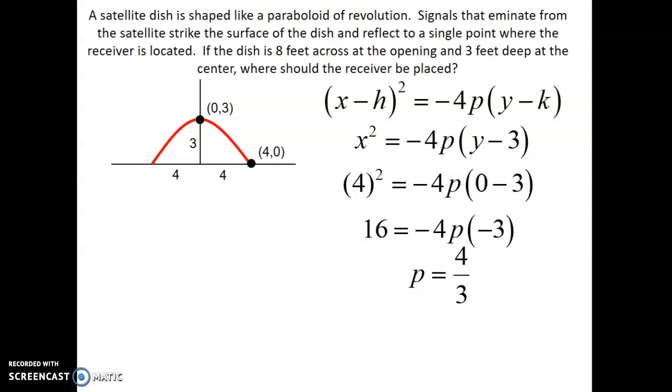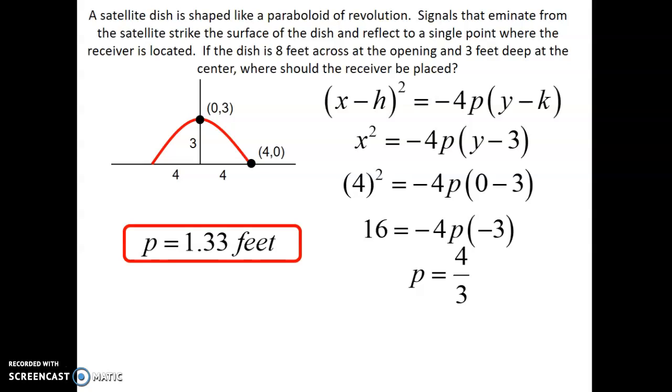Okay, now because of this as a fraction, you can actually put this as a decimal. I don't usually like fractions, but in this particular instance, we're going to leave it as a decimal because it makes more sense when you're measuring something. Okay, I think I might have said I don't like fractions. I do like fractions, but in this case, we're going to leave it as a decimal because decimals make more sense in these application problems. All right, so that distance is your p-value, and that's where the receiver should be placed. So this is your answer.